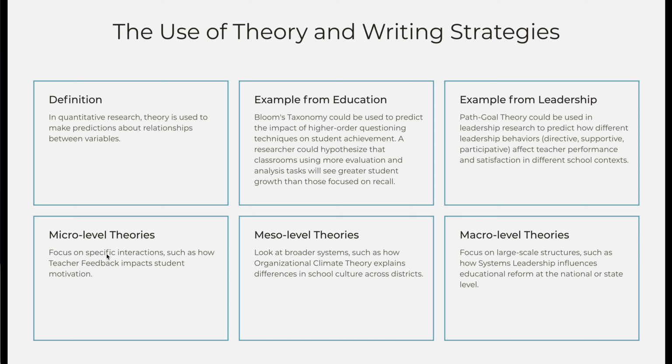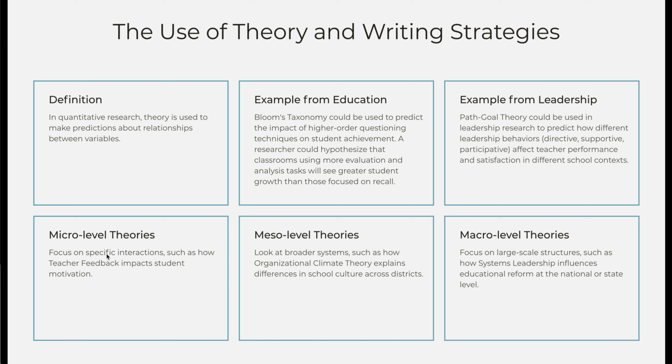If I'm wanting to look at leadership, I could look at path goal theory, because in leadership research, it's used to predict how different leadership behaviors affect teacher performance. There is a scale to these. Bloom's has levels. Path goal leadership theory has levels. It talks about different behaviors and how those behaviors affect teacher performance.